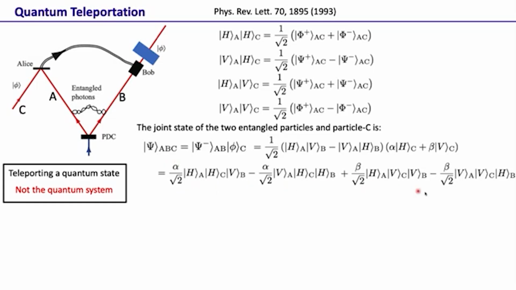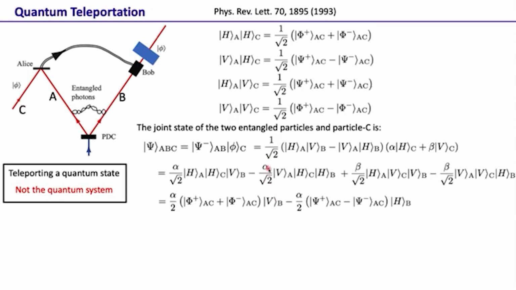So the joint state that we have written like this has HH for AC and then V for B, VH for AC and H for B, and so on. And now we know how we can write HH in terms of the Bell states for particle AC. So let's write it here. This HH we are writing as phi plus AC, phi minus AC, and this 1 over root 2 multiplied with 1 over root 2 gives us alpha by 2 over here, and VB remains as is.